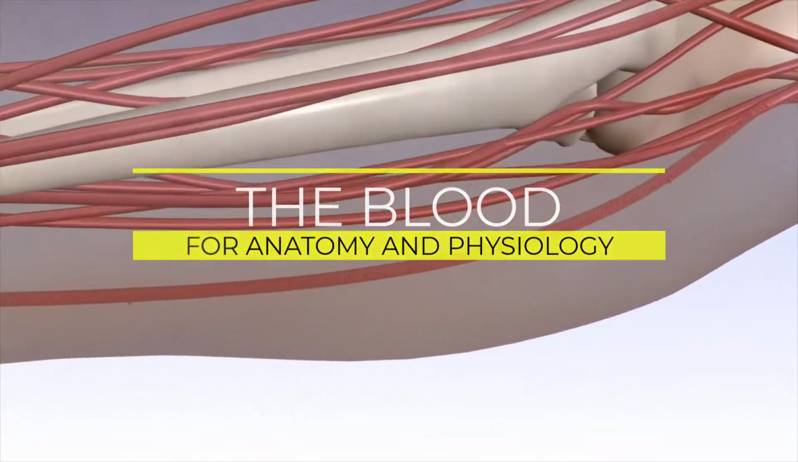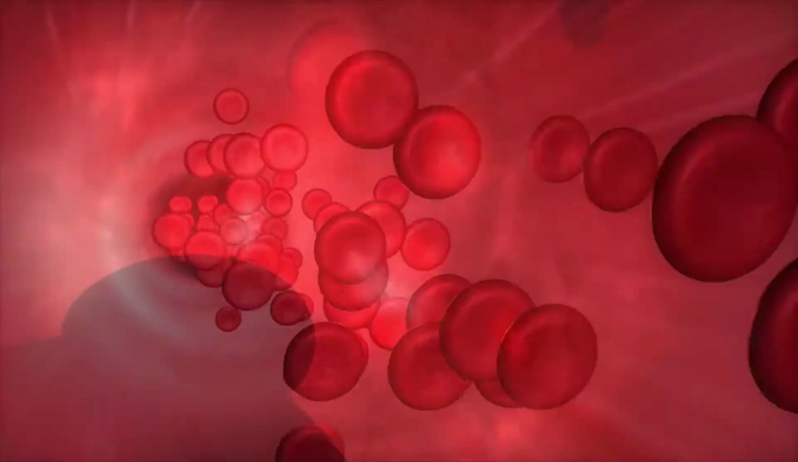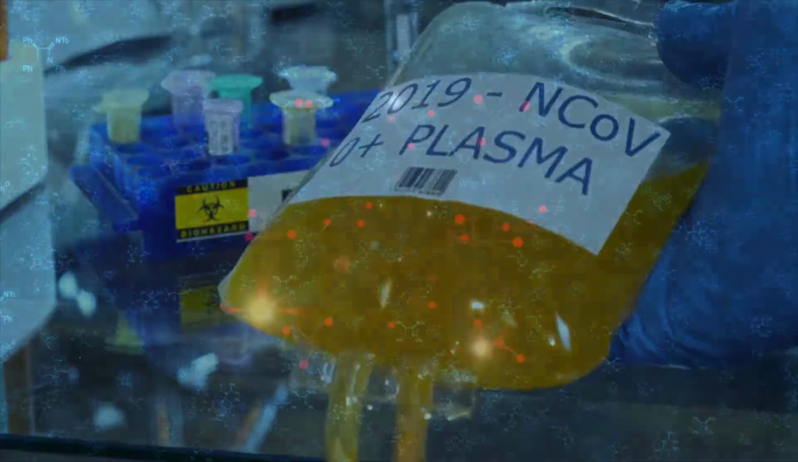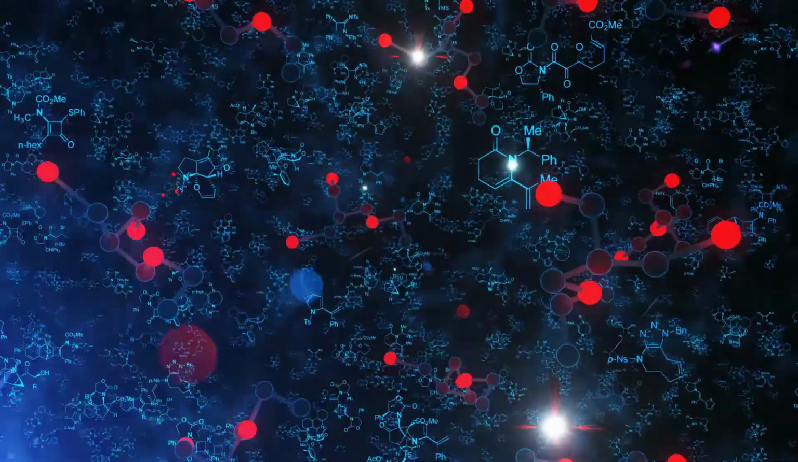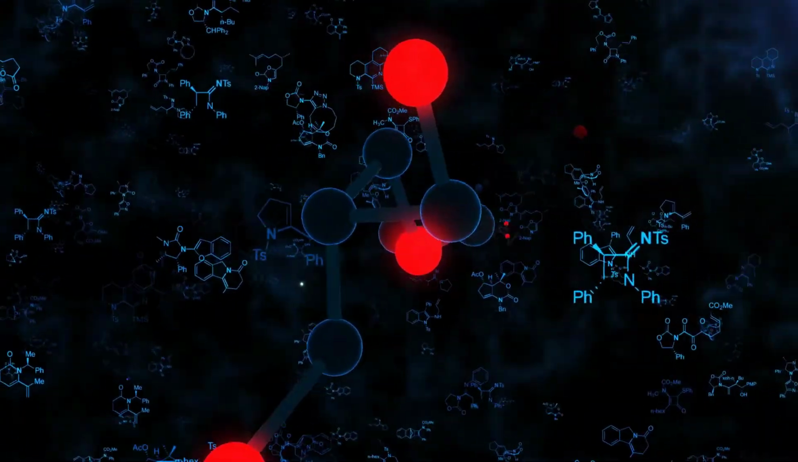Blood consists of two components, plasma and formed elements. Plasma is the liquid component of blood. It has a density only slightly greater than water. Plasma contains dissolved proteins and other solutes such as nutrients, electrolytes, and wastes.